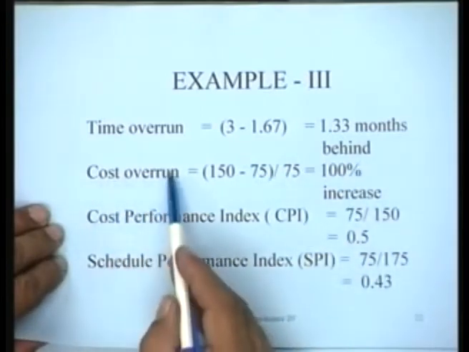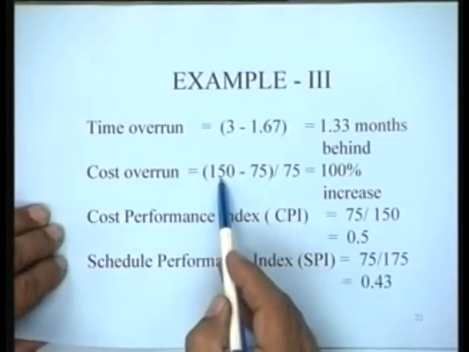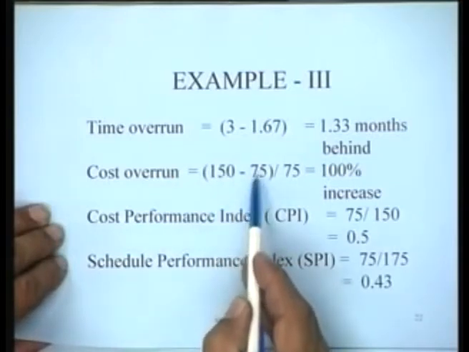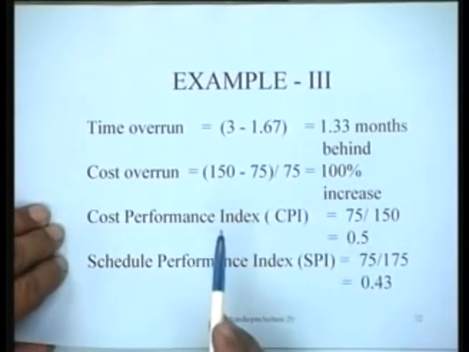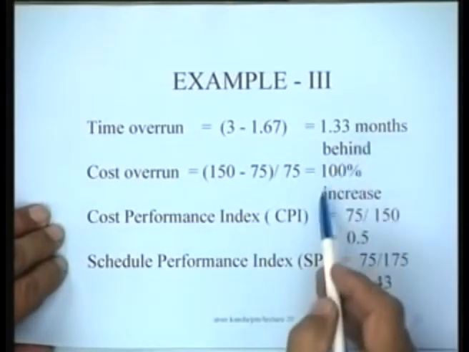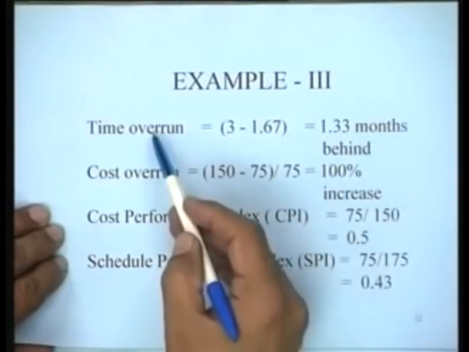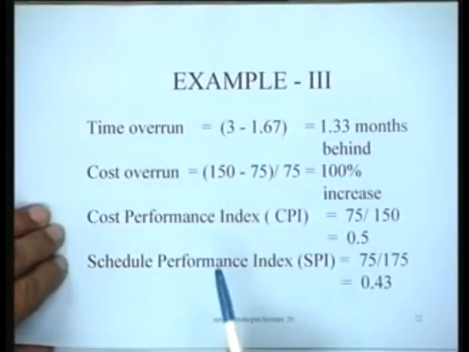Okay, and the cost overrun: 150,000 is the cost, 75,000 is the value of work completed, and so there is a 100% increase in cost. So we are in a very bad situation both with regard to the time overrun and the cost overrun.